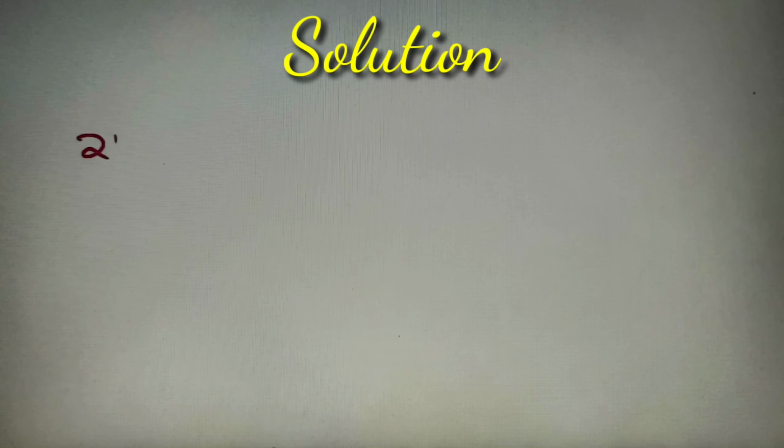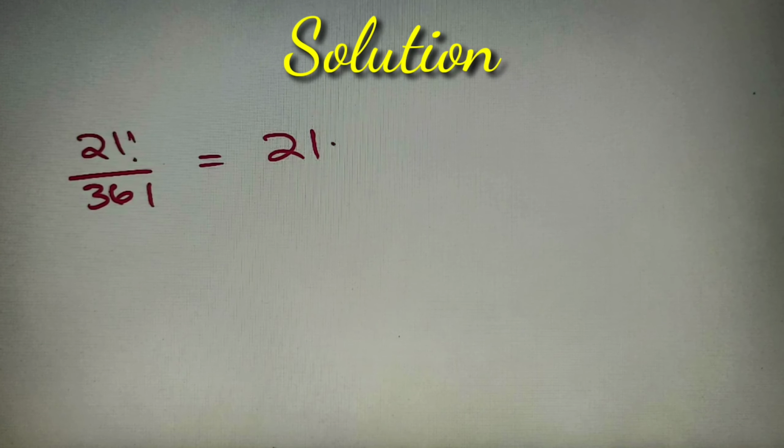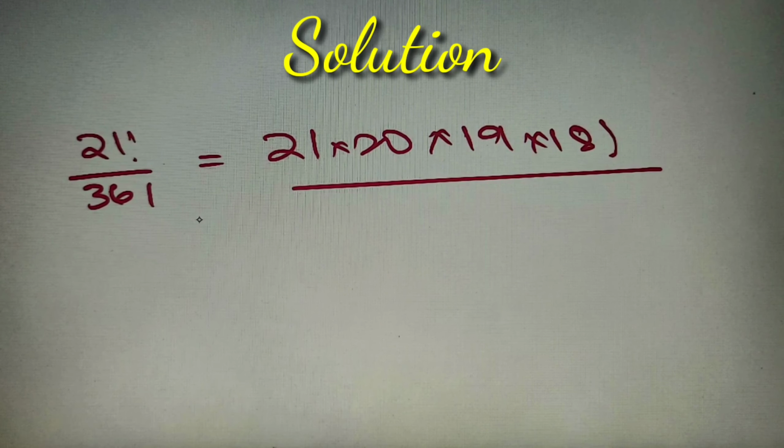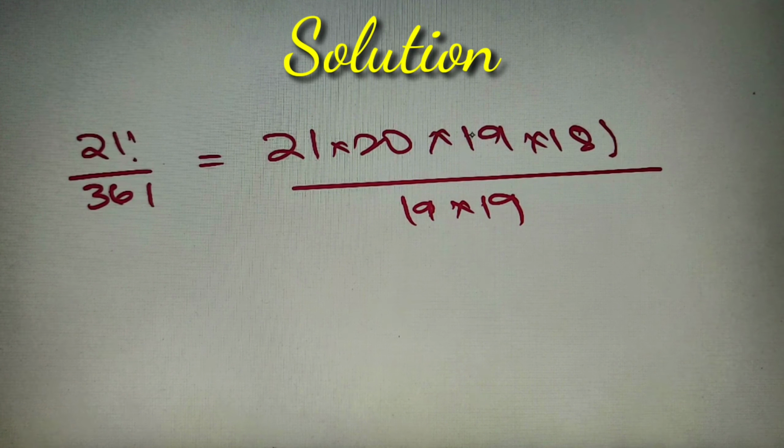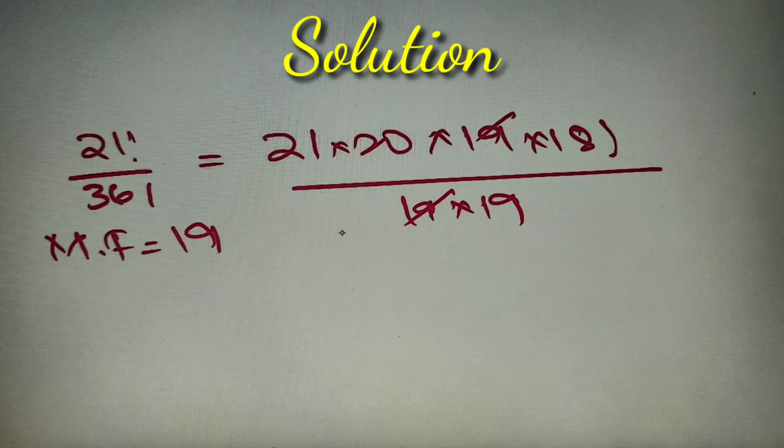Our question was 21 factorial by 361. We can write 21 factorial as 21 into 20 into 19 into 18 factorial, and instead of 361 we can write 19 into 19 because 361 is basically 19 square. Now 19 can be removed from both numerator and denominator, but we have to remember that it is the multiplying factor, so we have to multiply the answer with 19 at the end. Now we have 18 factorial into 20 into 21 in the numerator, and 19 in the denominator.